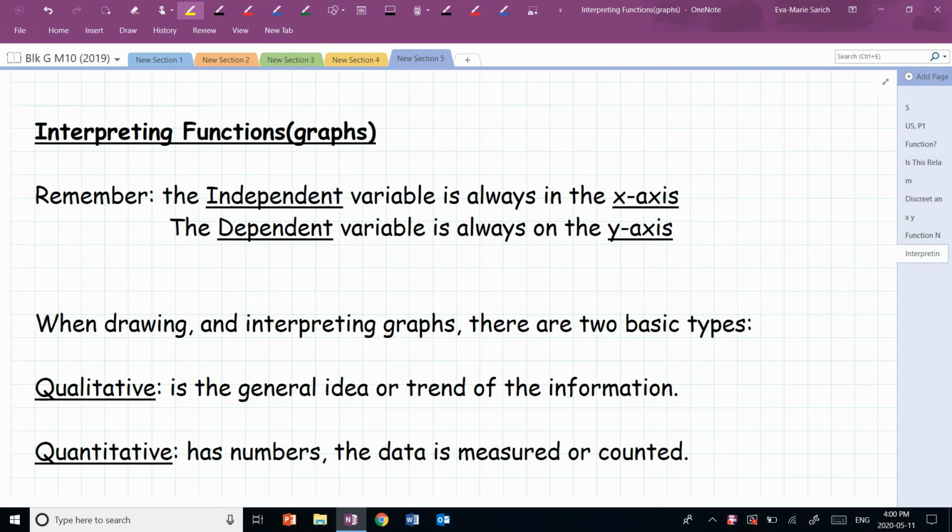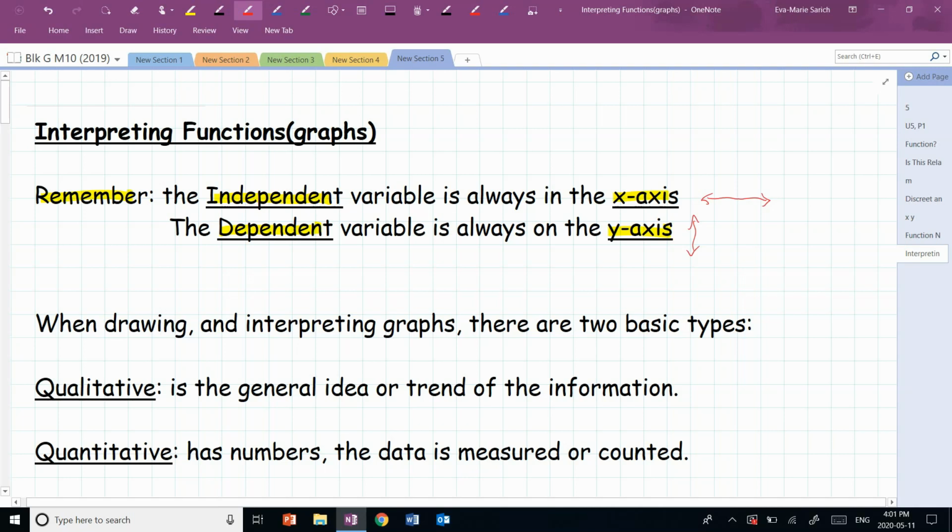So today our lesson is on interpreting functions. So basically we're interpreting graphs. Okay, now I want us to go back and remember that we have independent variables, and the independent variables are on the x-axis. So remember, the x-axis is the horizontal that's going to go left and right, so at the bottom of the graph. And then we have dependent variables, which are on the y-axis, and the dependent variables, they go up and down like that.